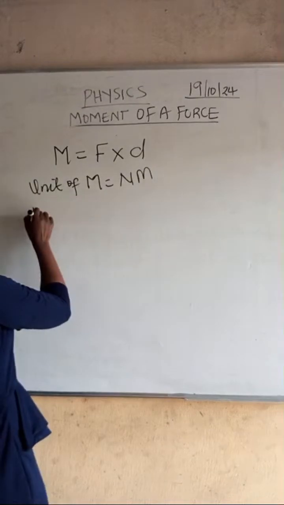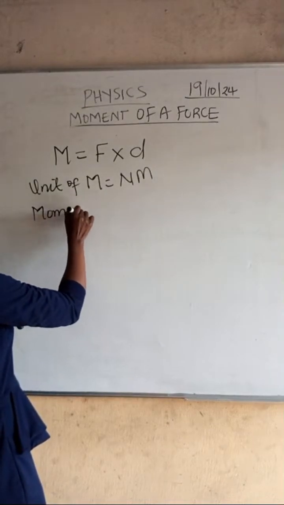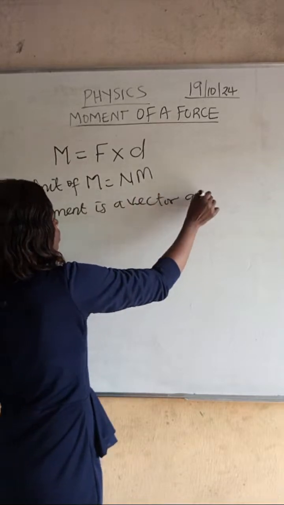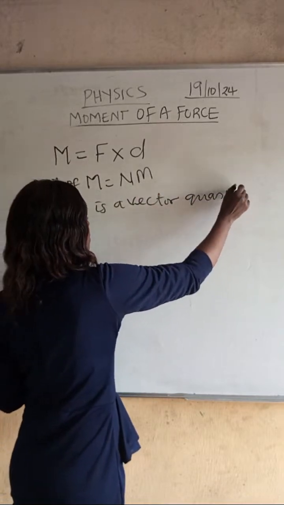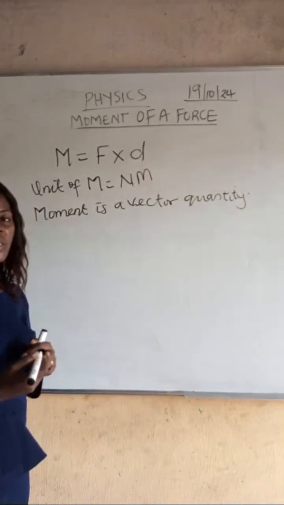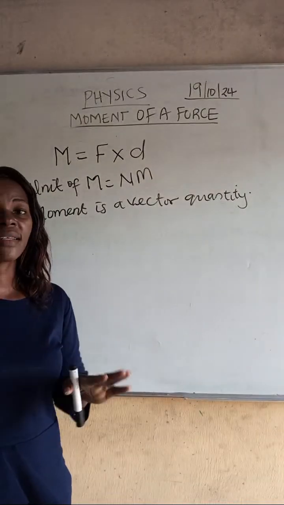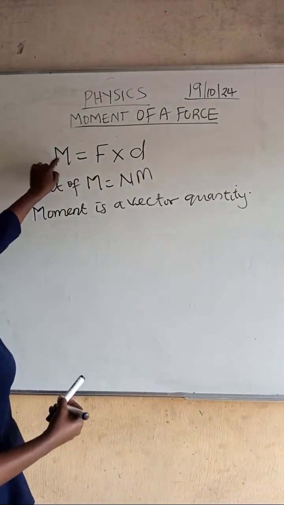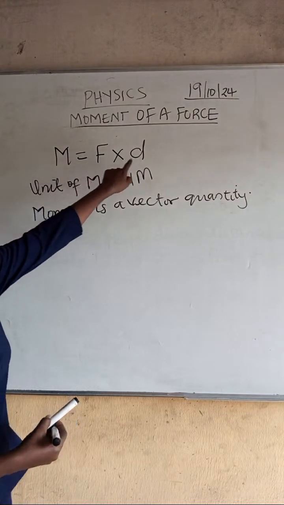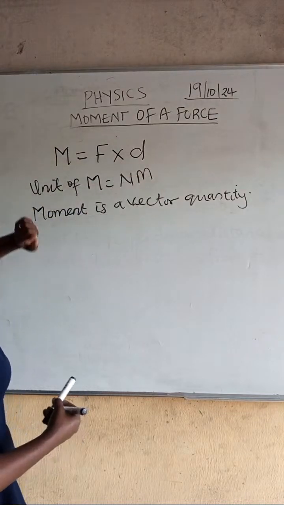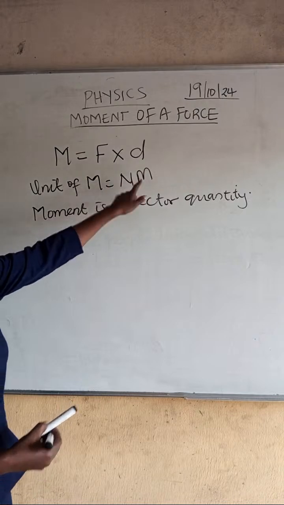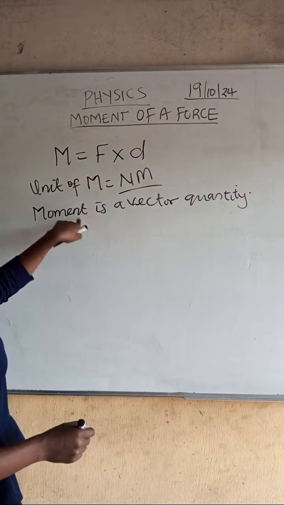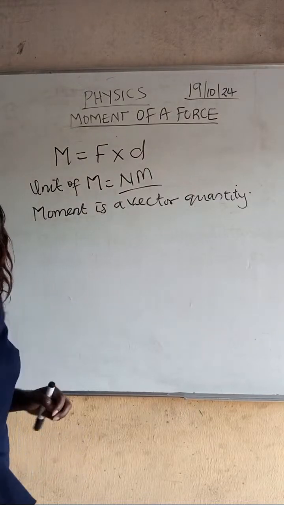Now we must not forget that moment is a vector quantity. We know what a vector quantity is: it's a quantity that has both magnitude and direction. So this moment is equal to force times perpendicular distance, and the unit is Newton meter. Then the moment is also a vector quantity.